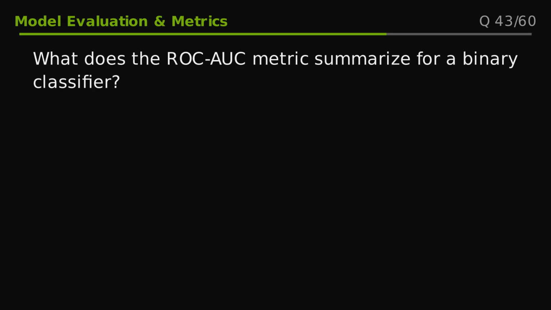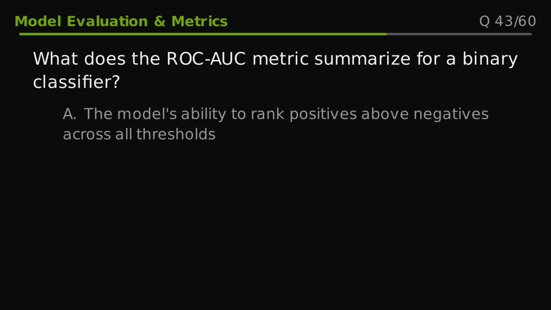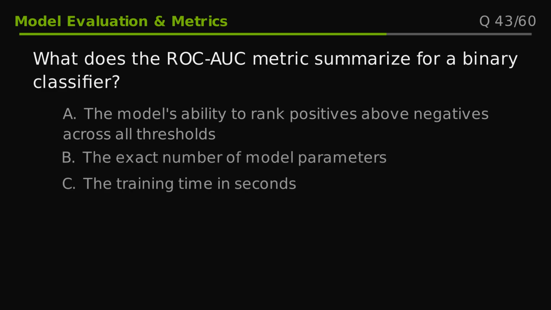Question 43. What does the AUC metric summarize for a binary classifier? Option A, the model's ability to rank positives above negatives across all thresholds. Option B, the exact number of model parameters. Option C, the training time in seconds. Option D, the size of the dataset.